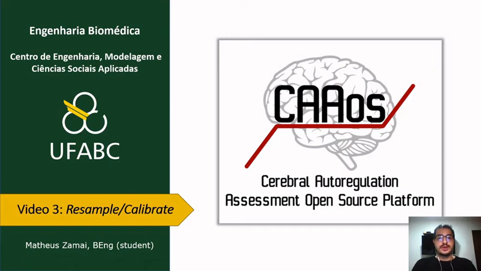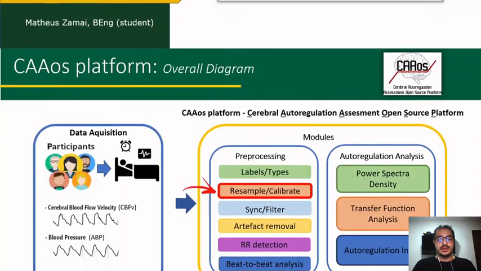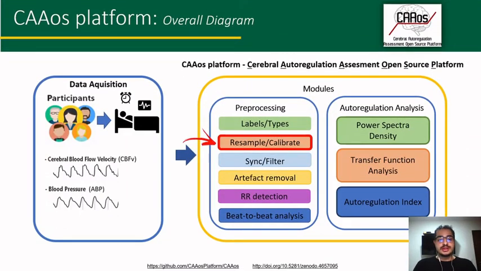On this third video about Chaos platform, I will explain the Resample and Calibrate tab. As we have been seeing, the platform Chaos is divided between two modules, the pre-processing and the auto-regulation analysis. The Resample and Calibrate tab is part of the pre-process, and it has the function to make the resampling and the calibration of the signals.